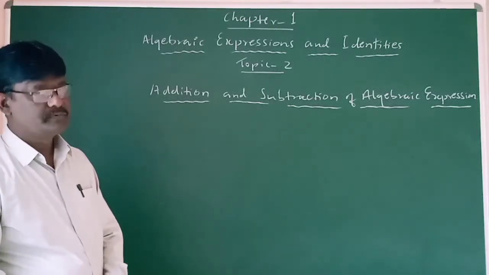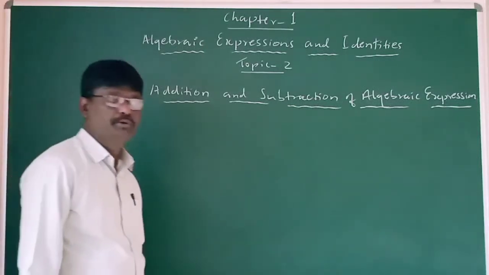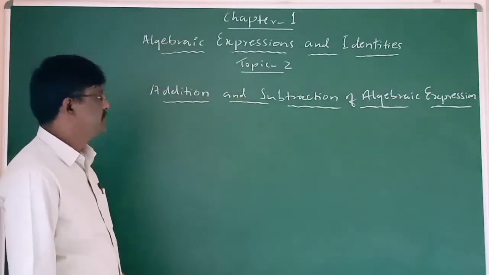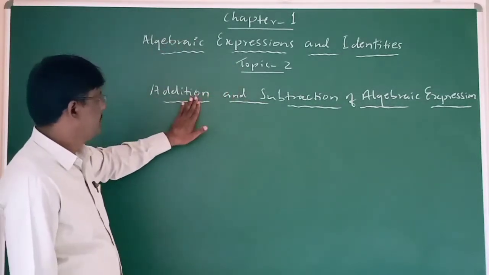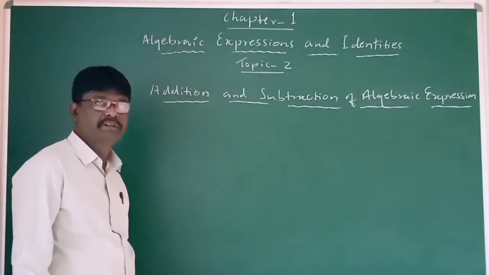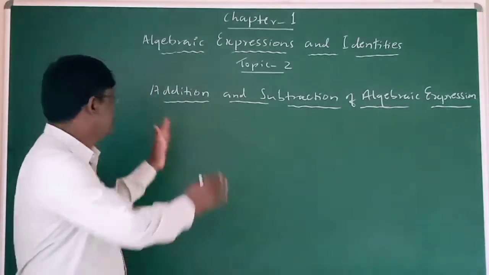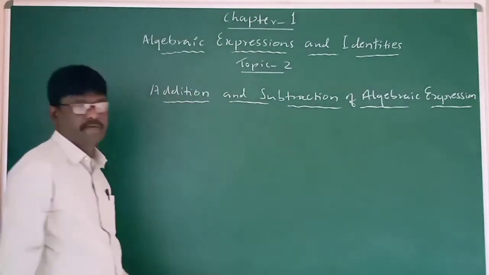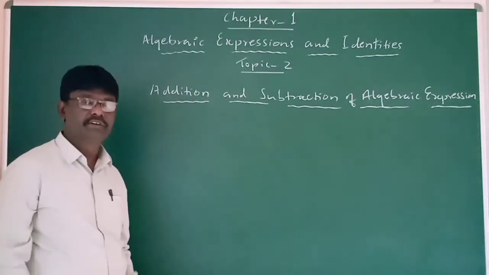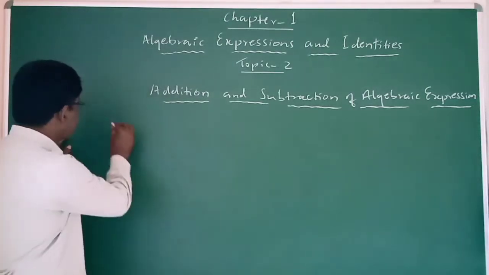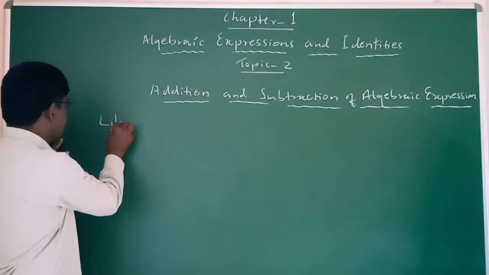Hello children, now we shall continue chapter 1, that is algebraic expressions and identities, under the topic addition and subtraction of algebraic expressions. Before we could take these two simple basic operations, first we must have the knowledge about like terms and unlike terms. What are like terms?